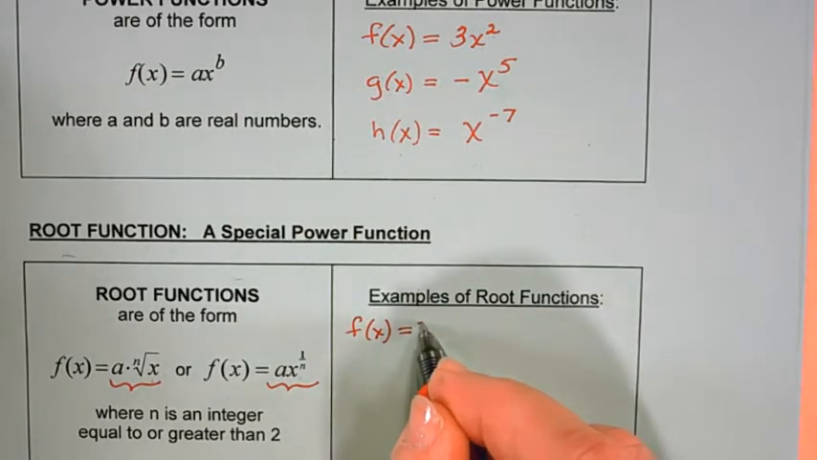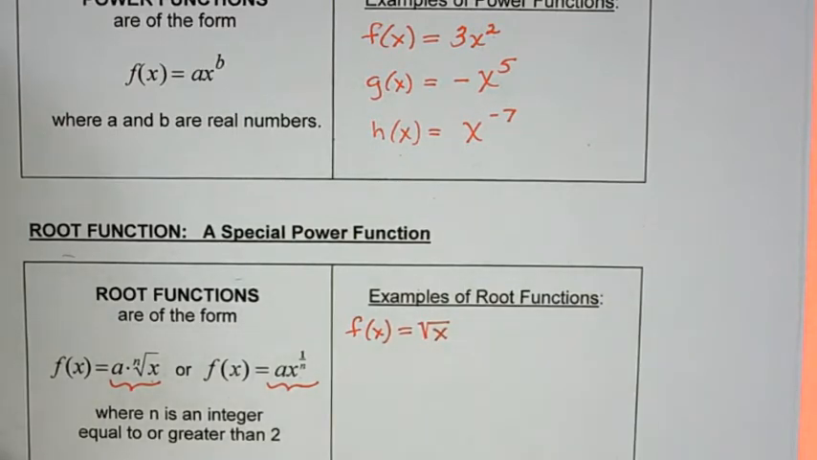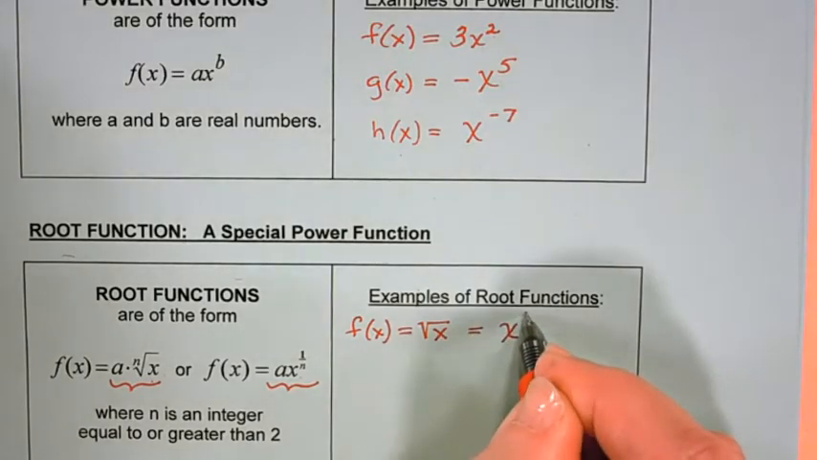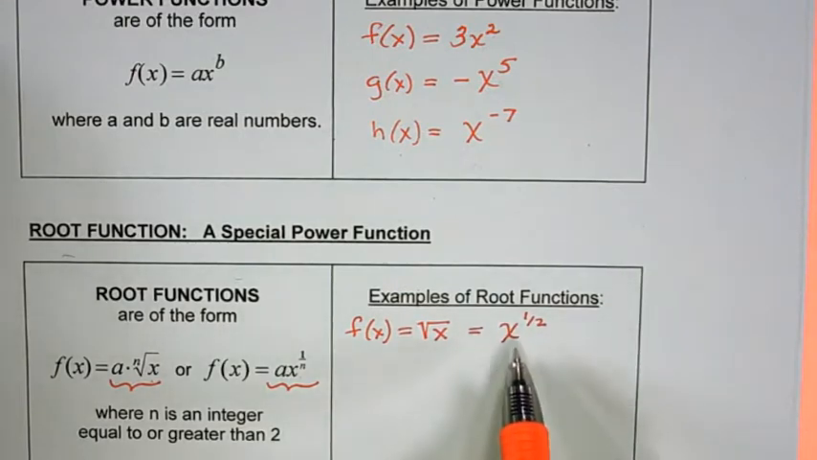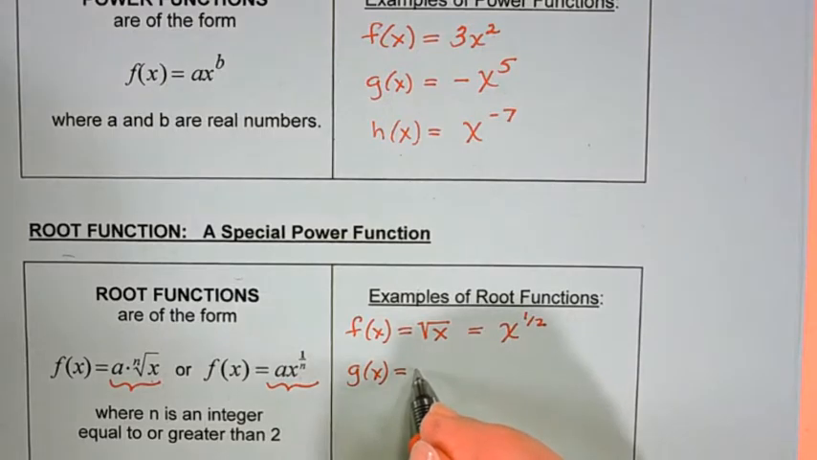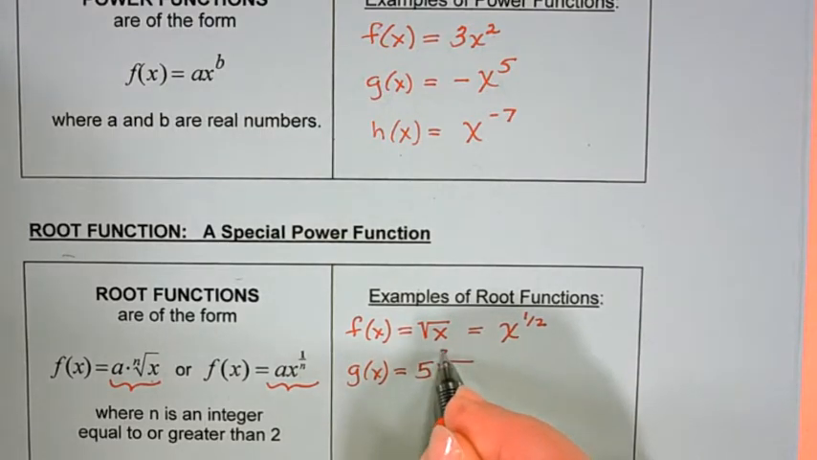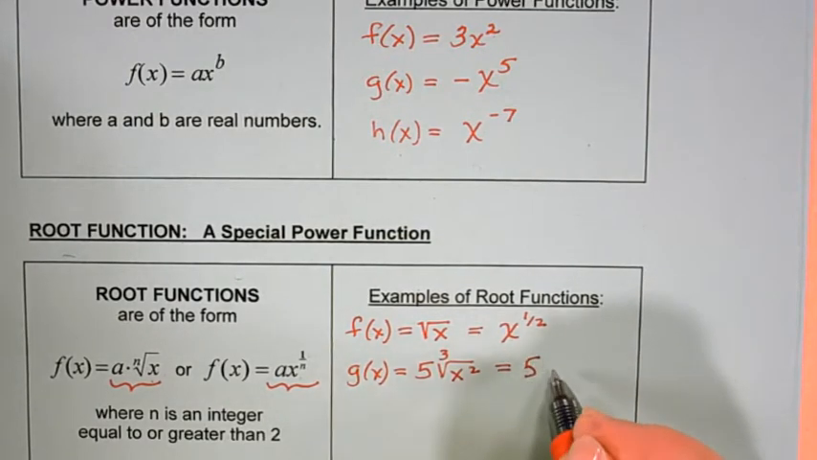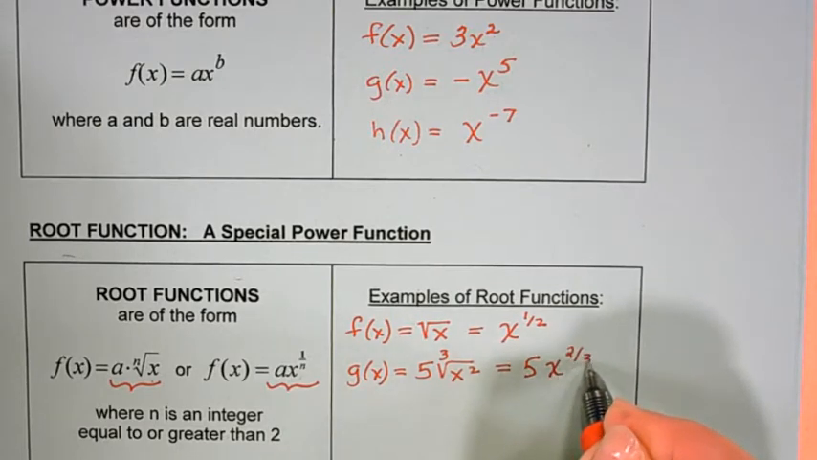Let's say that I have f of x equal to the square root of x. That's actually a power function because I can write it as x to the 1/2. And I have one term that has a power on it, and those are power functions. Let's look at some more. Let's say that my next one, g of x, was 5 times the cube root of x squared. Well, again, that's actually a power function because we can rewrite it as 5 times x to the 2/3.